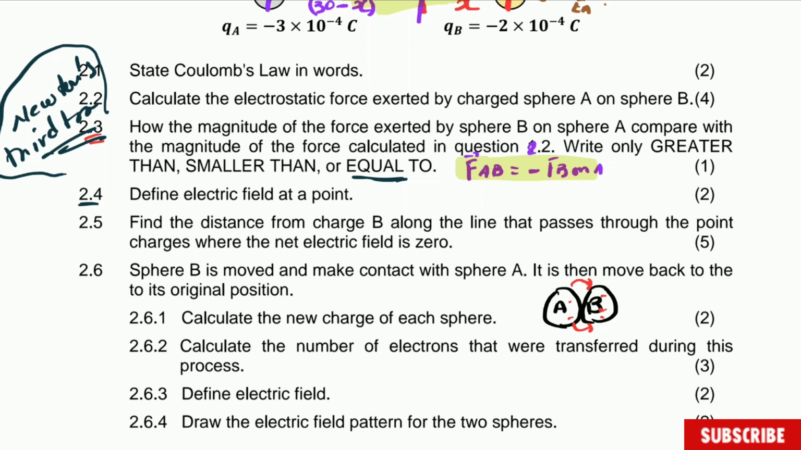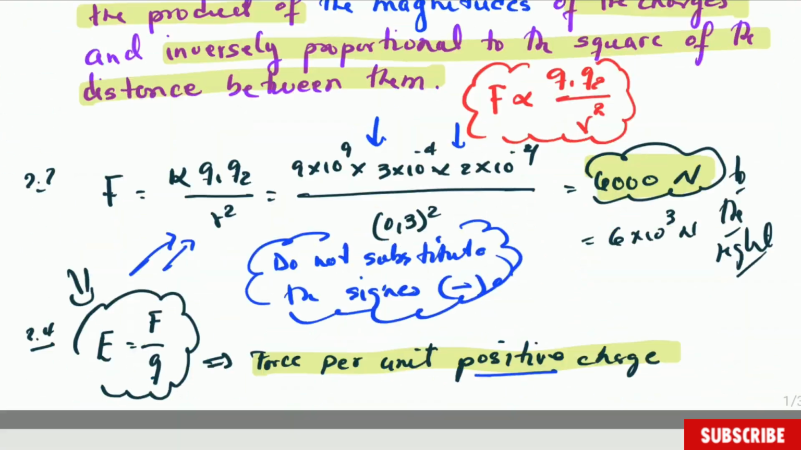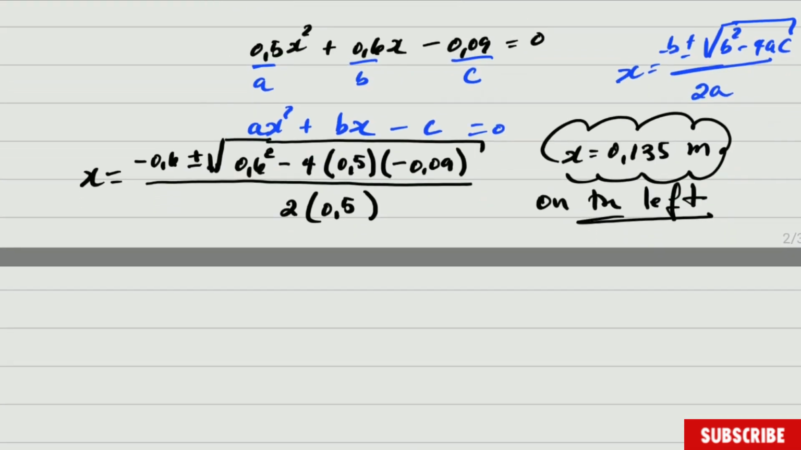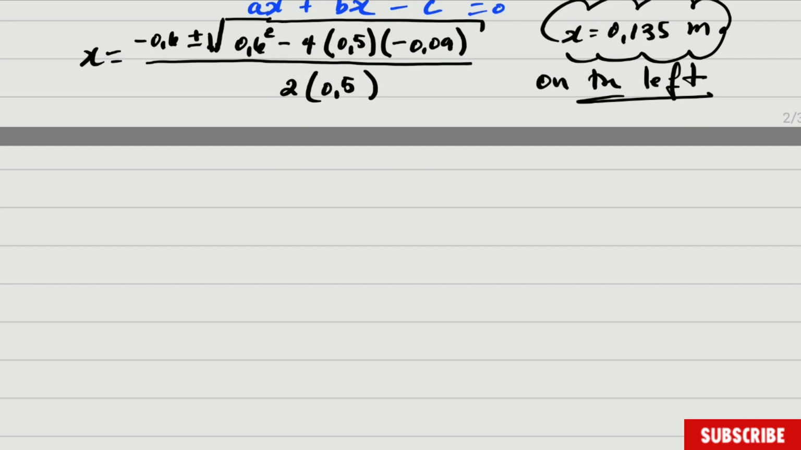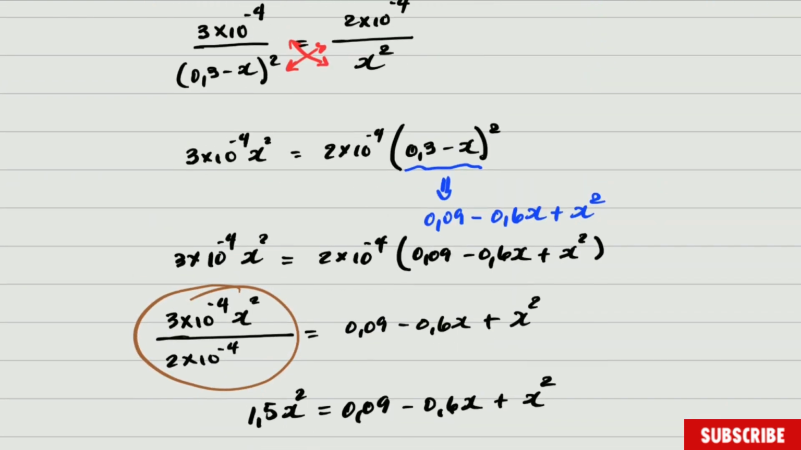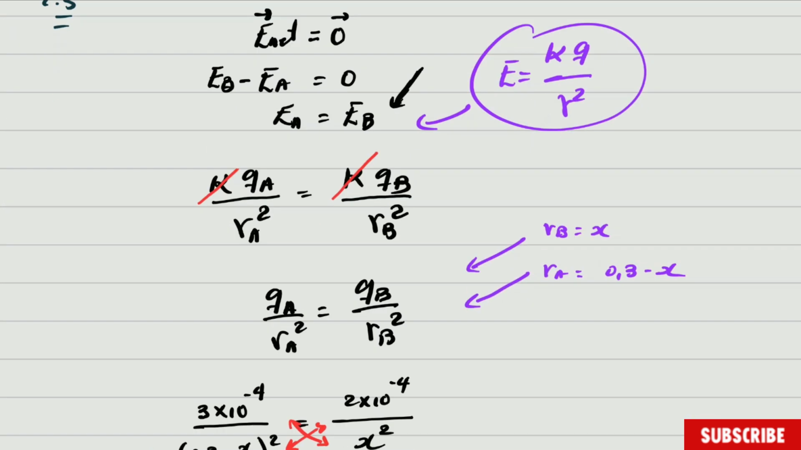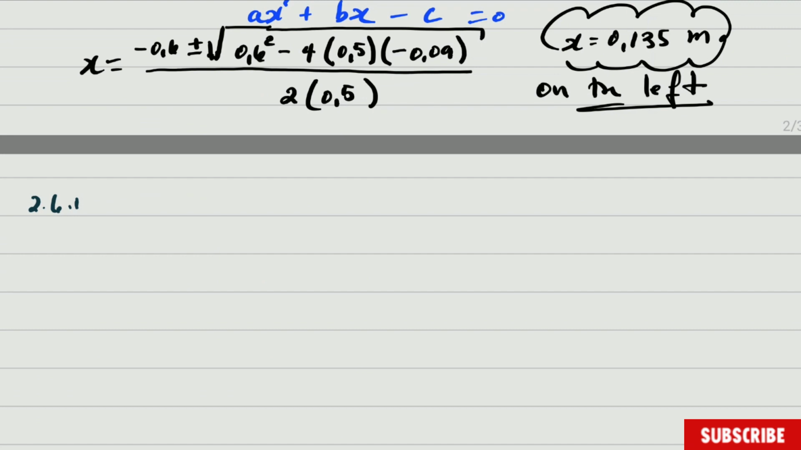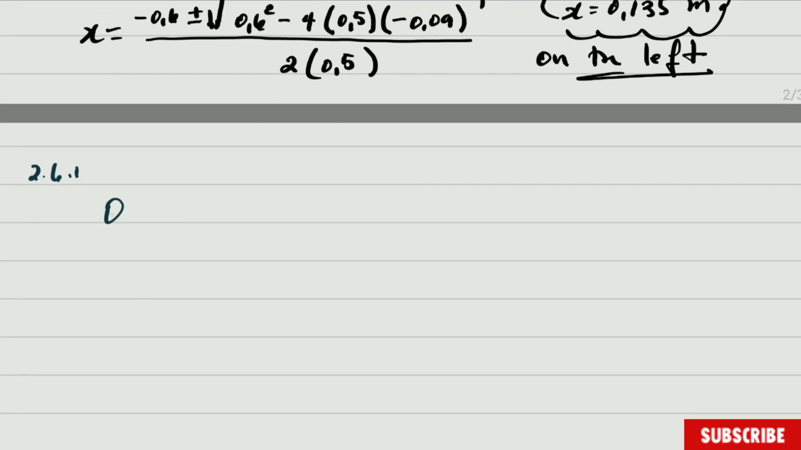Okay, so calculate the new charge on each sphere. Now to calculate the new charge on each sphere, you need to use the law of conservation of charge. So this is question 2.6.1. The new charge on each sphere is equal to the addition of charge A plus charge B divided by 2. This is quite simple.